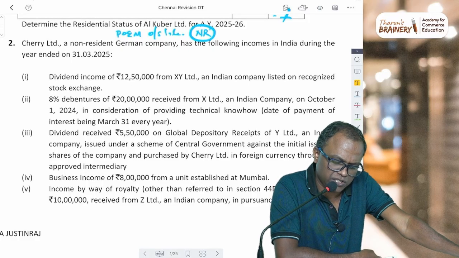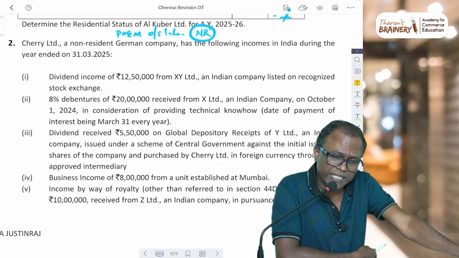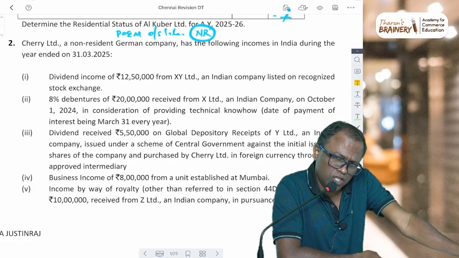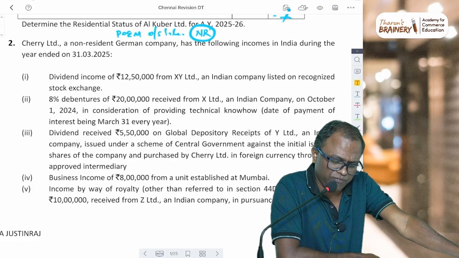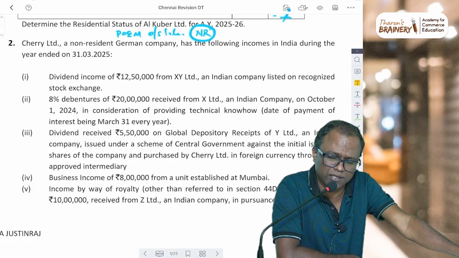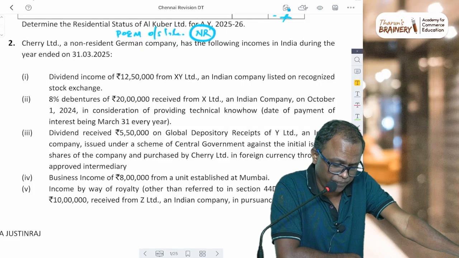It is not a special item. It is not interest. It is not dividend. It is not royalty. It is not FTS. It is not capital gain. Business income, normal rate. So business income of 8 lakh will be taxable at a normal rate of 35%. So the foreign company's rate of tax is 35.